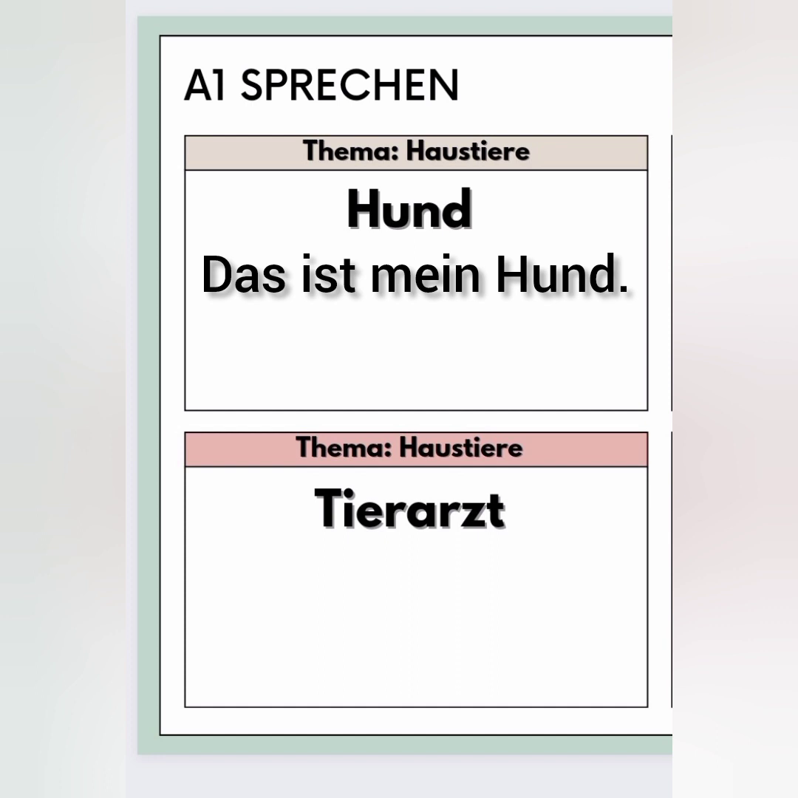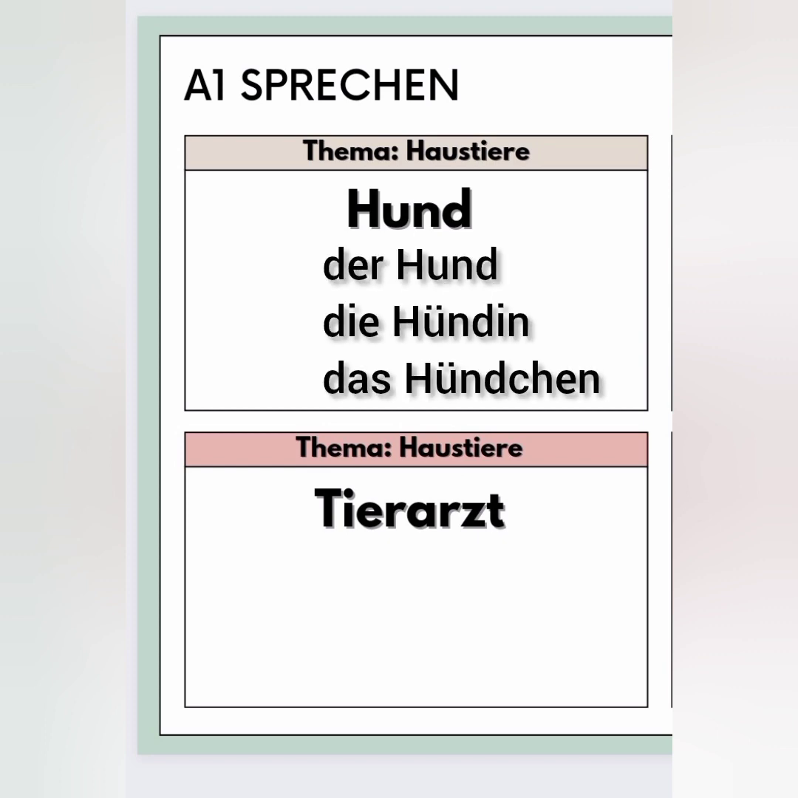All right. Now remember that Hund is normally masculine. It is normally der Hund, and then plural is die Hunde. Der Hund, dog, then plural, die Hunde, dogs.